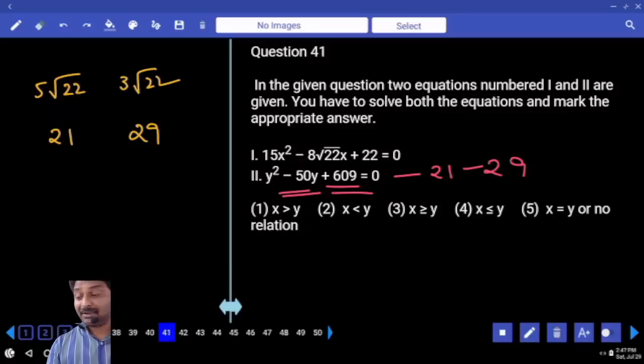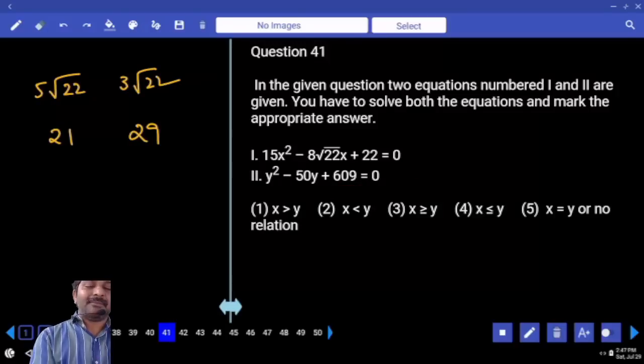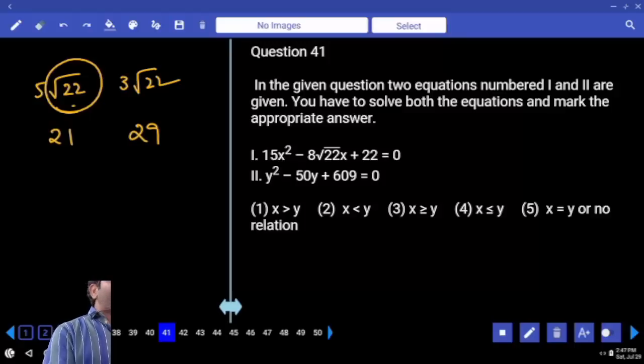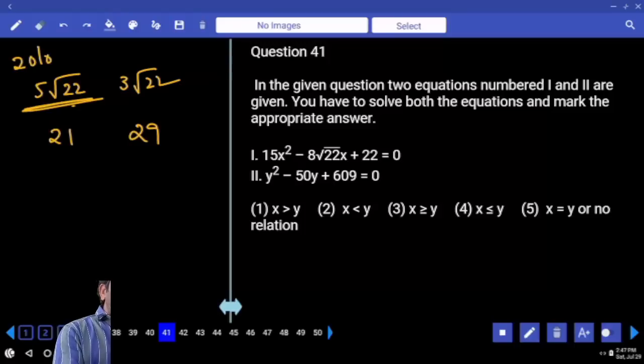Less than or equal to, we cannot confirm. Wait a minute. Under root 22, in the sense that it is more than 4 but less than 5. Agreed? If it is 4, 4 into 5 is 20. If it is 5, 5 into 5 is 25. So that means this value will be in between 20 to 25, correct? 5 into root 22.